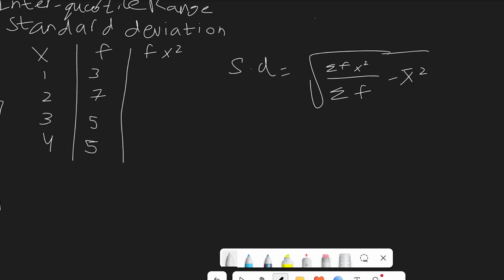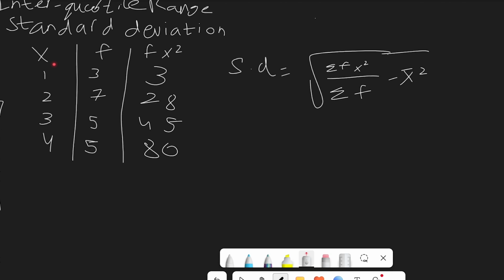So for fx square, we will first square x, which is 1 square equals 1, and then multiply it by 3, which gives 3. Similarly, 2 square is 4 times 7 is 28, 3 square is 9 times 5 is 45, 4 square is 16 times 5 is 80. Note that the square is only on the x, so we only square the x term.